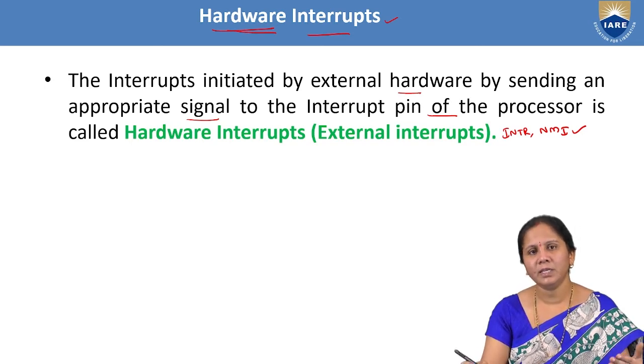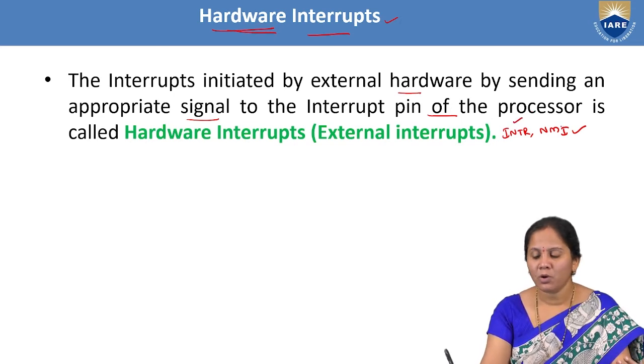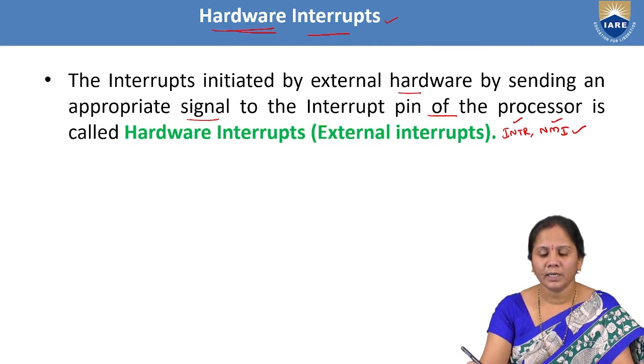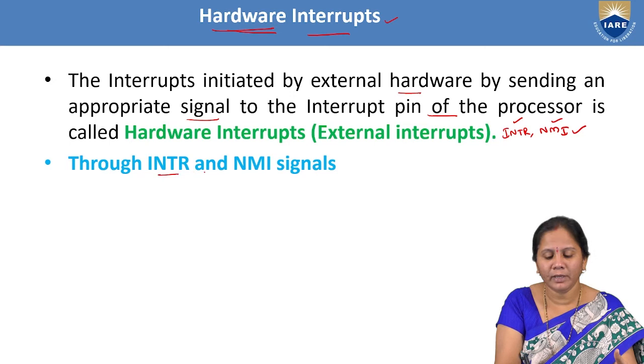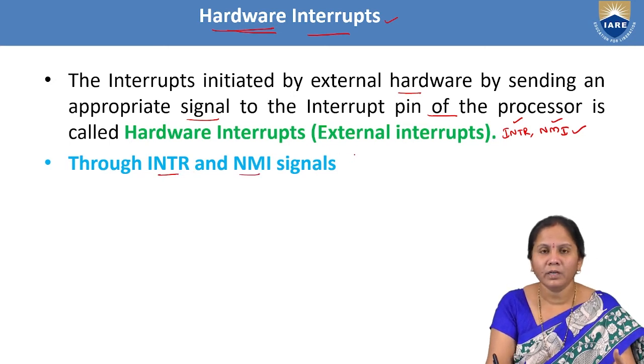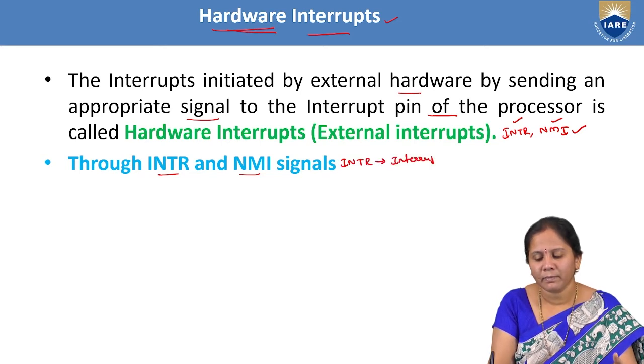If there is any IO device connected to the INTR pin of 8086 or the NMI pin of 8086, we call that a hardware interrupt. That interrupt may be through the INTR pin or the NMI pin. Here INTR represents interrupt request, and NMI represents non-maskable interrupt.